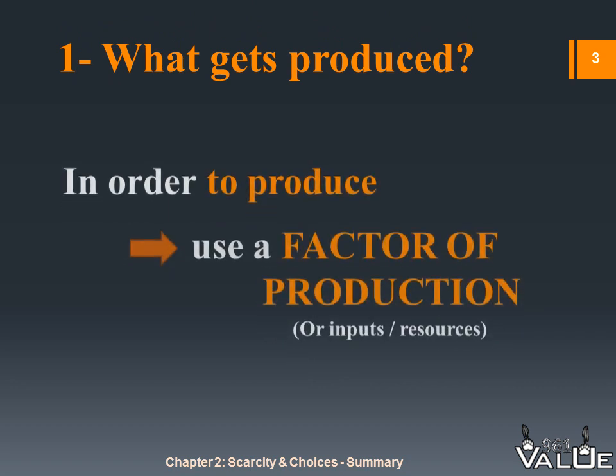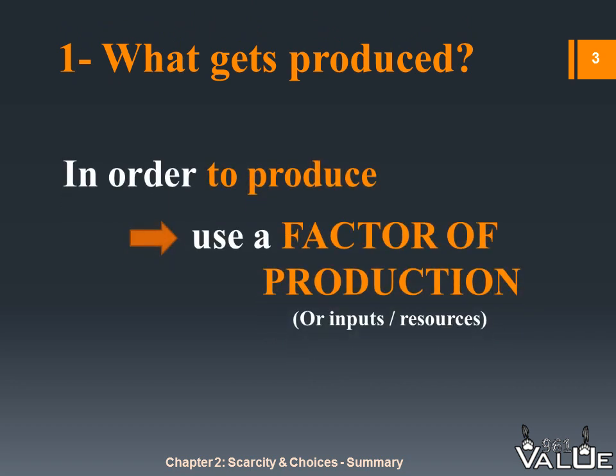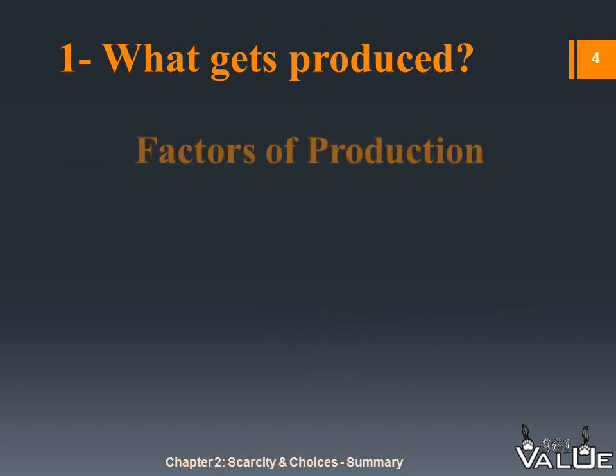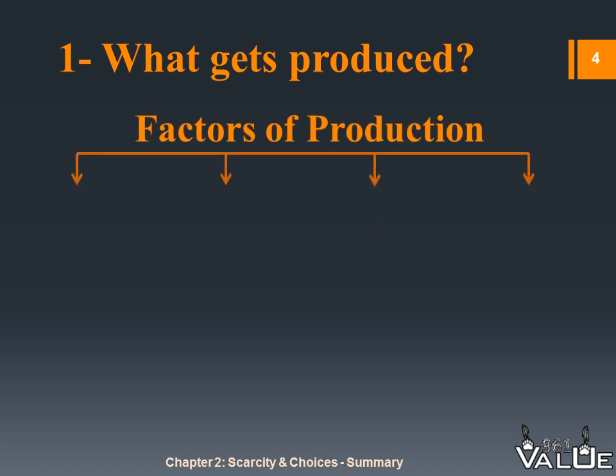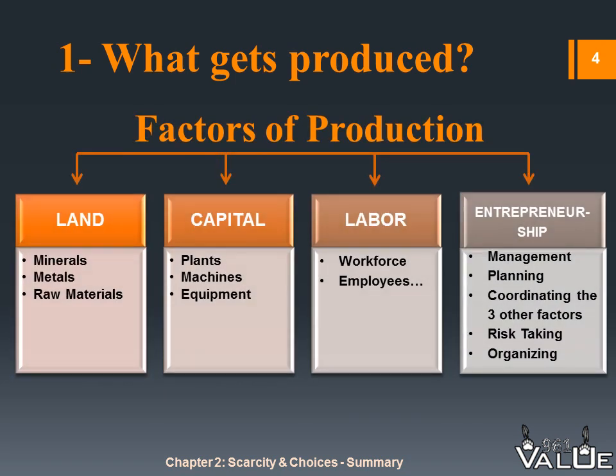In order to produce, we have to use a factor of production. There are 4 factors of production. Land such as minerals, metals and raw materials. Capital such as plants, machines and equipment. Labor such as workforce and employees. Entrepreneurship such as management, planning, coordinating the 3 other factors, risk-taking and organizing.